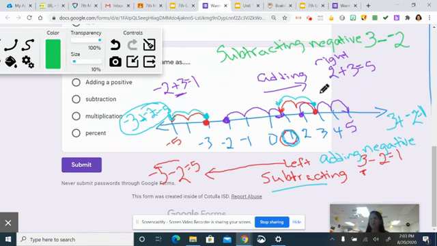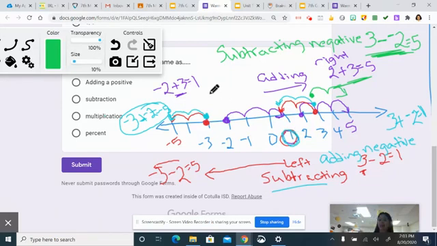I'm going to start with 3. It's the green line, guys, if you lost it. If I'm subtracting, I'm going this way, but because I'm subtracting a negative, I'm going the same direction as my positive. So 3 minus negative 2 is exactly the same as 3 plus 2. It's exactly the same.